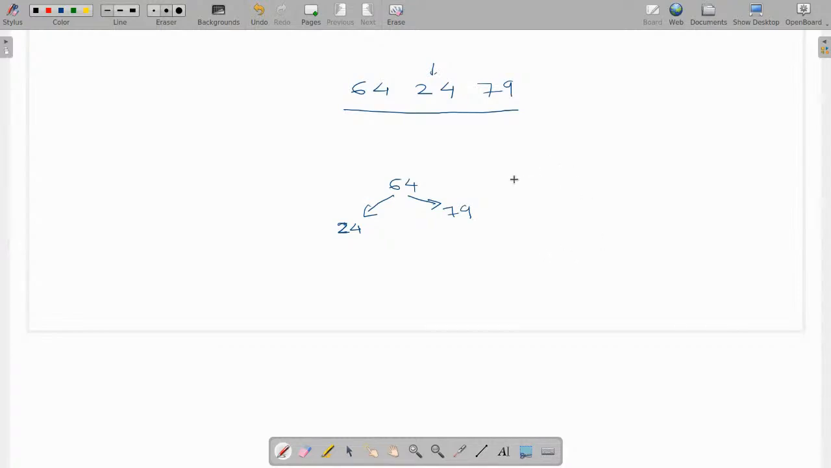Now, in this case, this is a binary tree. This is a full binary tree or complete binary tree.